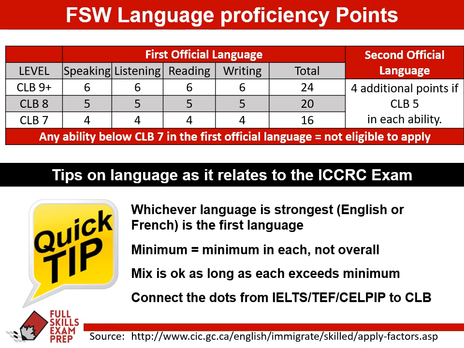All right, and just like I said before, a mix is perfectly fine as long as everything exceeds the minimum. So if a person has a CLB 10 in speaking, and a CLB 8 in listening, and a CLB 7 in reading, and a CLB 9 in writing, that's perfectly fine because the person exceeds the minimum in each element of the exam. So the person exceeds the minimum in speaking, listening, reading, and writing. Again, if that person had under CLB 7 in one of those elements, then he or she would not meet those minimum requirements.